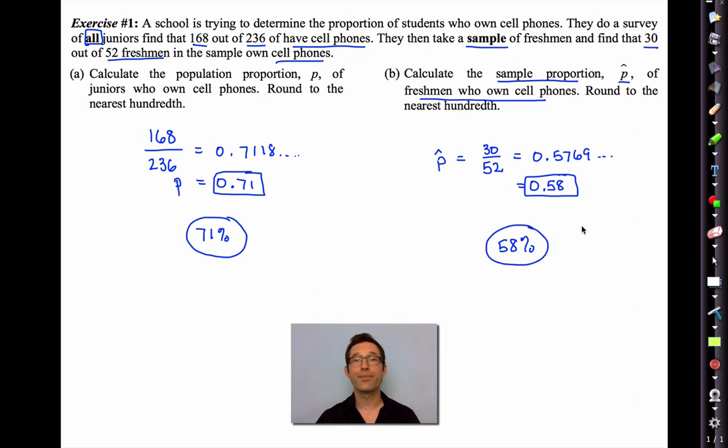Now, what we don't know is the actual proportion, the population proportion, of freshmen who own cell phones. All we know is the proportion that came from this sampling. But as we've seen, sampling variability, very important, tells me that 0.58 might be close to the population proportion of freshmen owning cell phones, or it could be significantly off. It's unlikely that it's significantly off, but it could happen. All right, pause the video now and write down anything you need to.